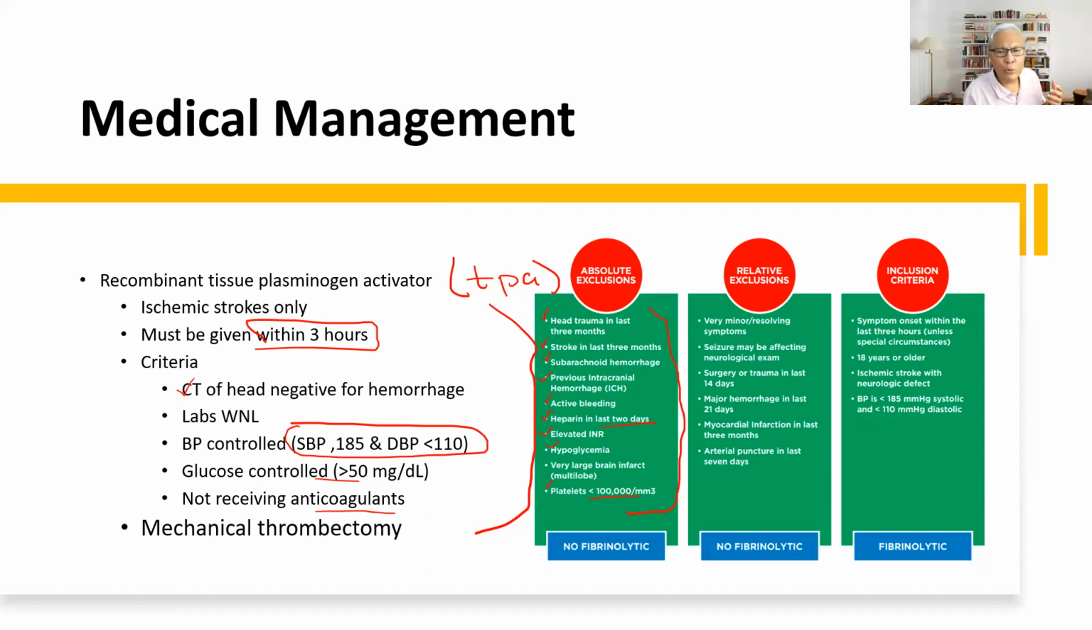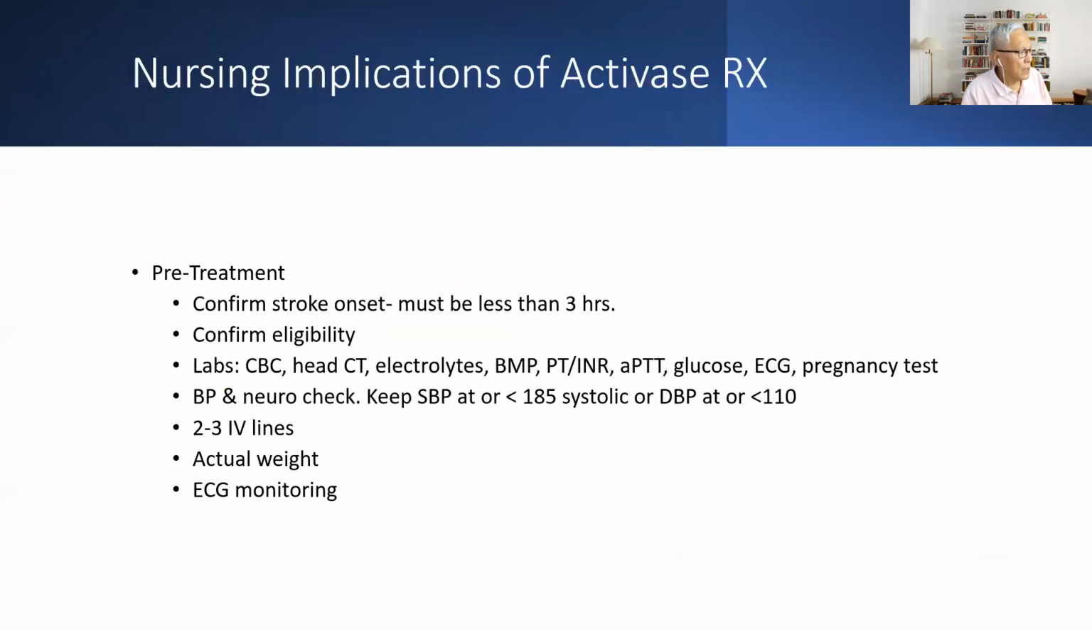So it actually is very easy to remember the absolute exclusions, because what we're doing is we're going to give a drug that dissolves an existing blood clot. So wouldn't it make sense that if we're giving a drug that is going to dissolve a blood clot, you don't want any bleeding history? So that's number one. Like stroke, previous intracranial hemorrhage, active bleeding, use of heparin, an elevated INR, and platelets that are low, all those are going to be very easy to remember. Okay, so those are the exclusions.